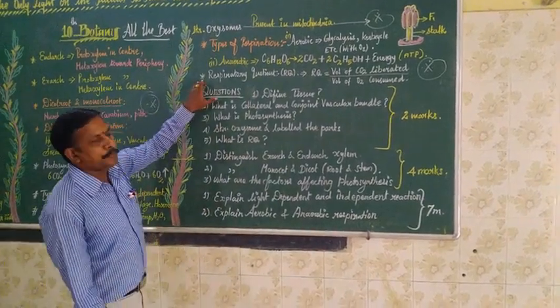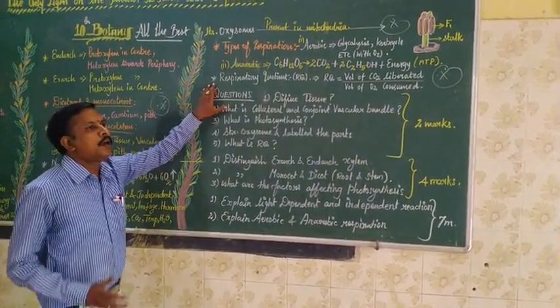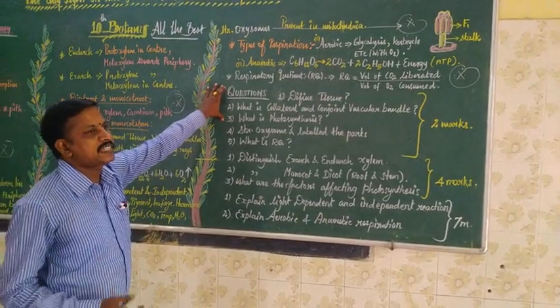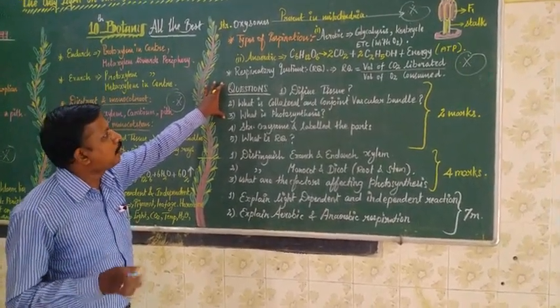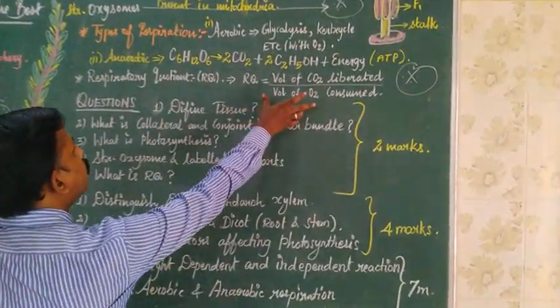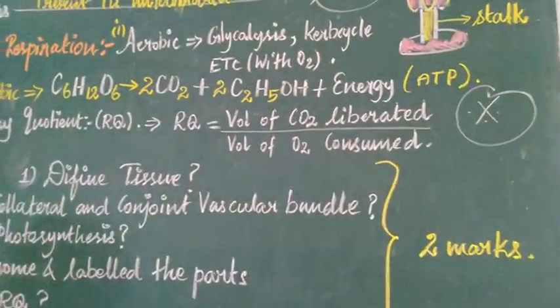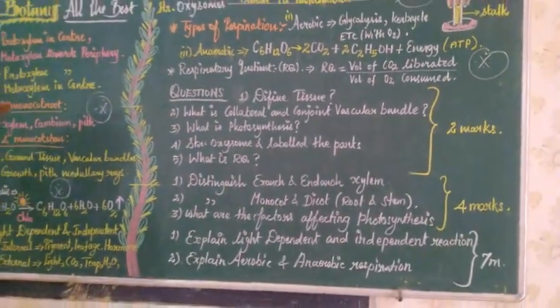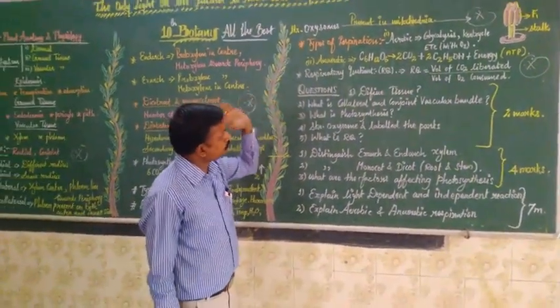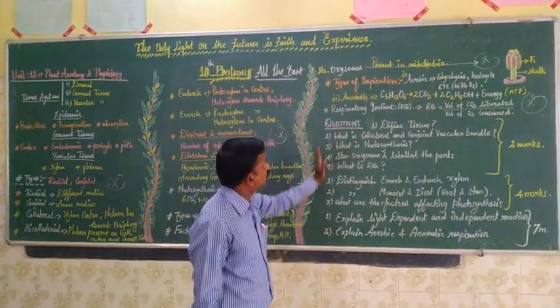Okay, next, the respiratory quotient. Respiratory quotient means how much carbon dioxide is liberated and how much oxygen is consumed. This is called the respiratory quotient. This is a very important question that can be asked. So you have to study these questions.